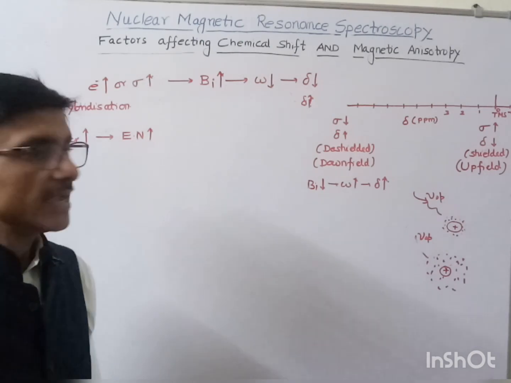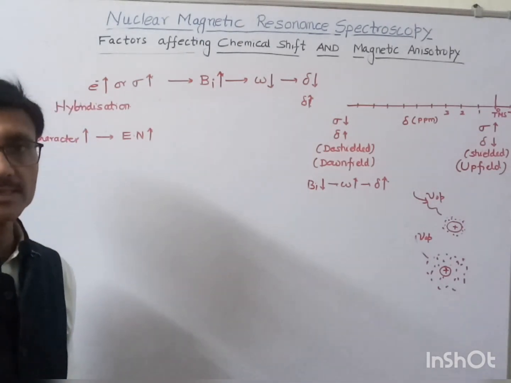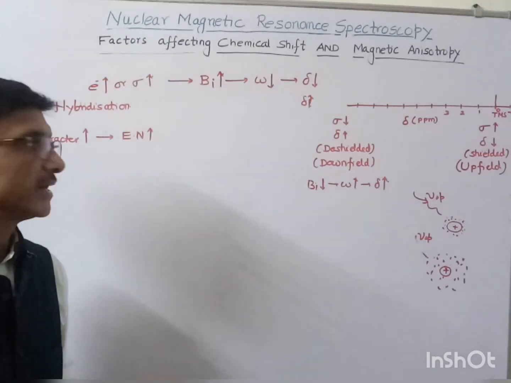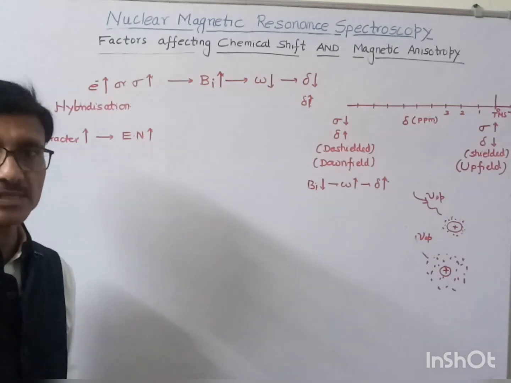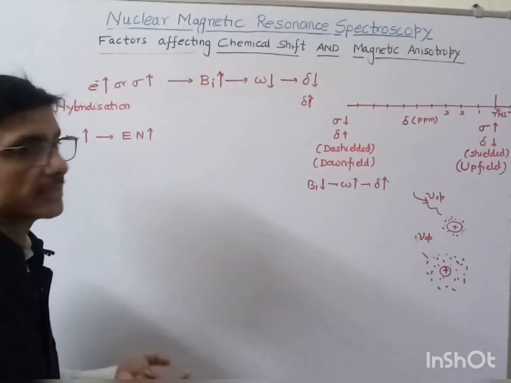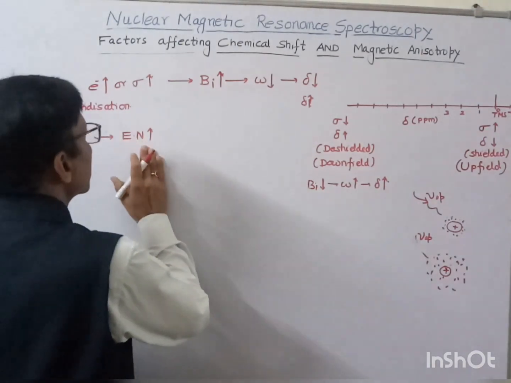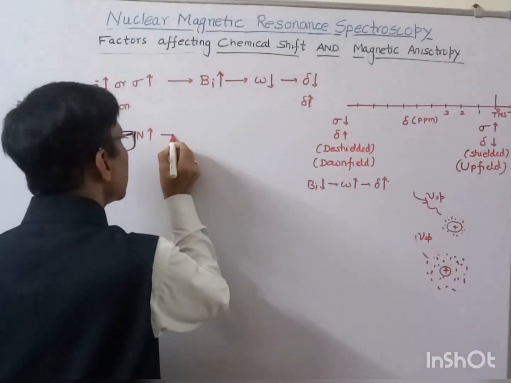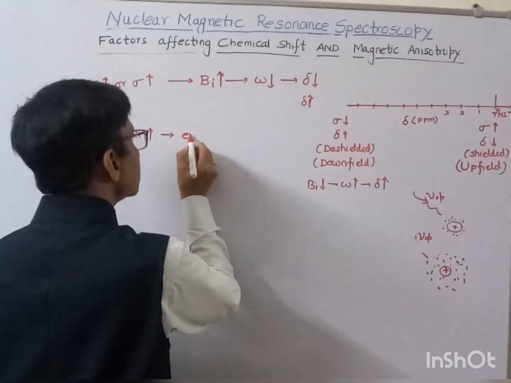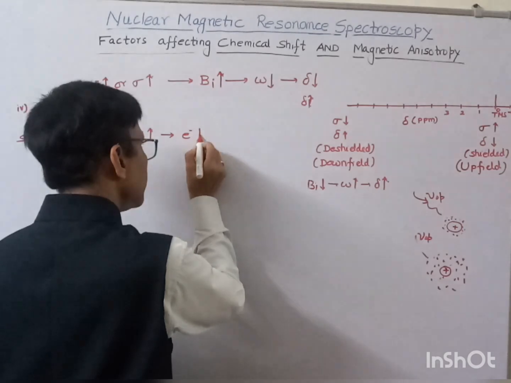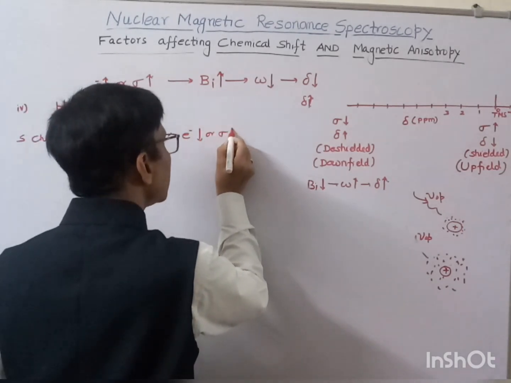For example, sp hybridized carbon has the highest S character in comparison to sp2 and sp3. So if S character increases, electronegativity increases, and if electronegativity increases, then electron density will decrease. Electron density decreasing means the shielding will decrease.